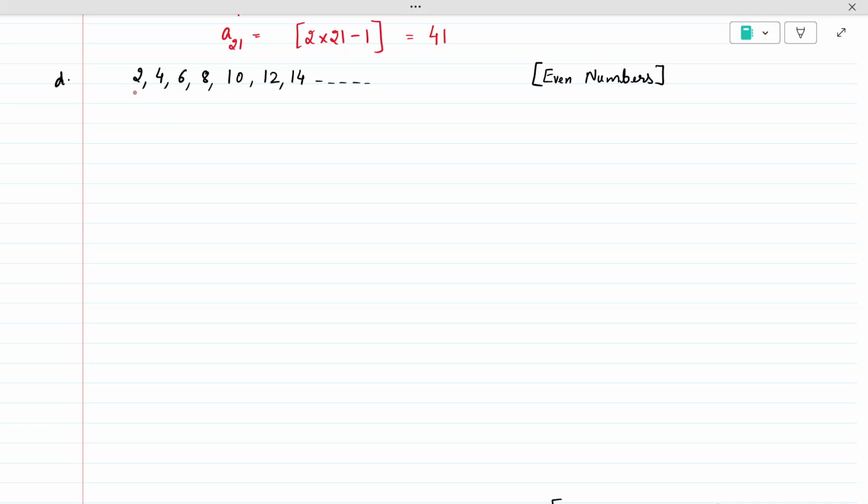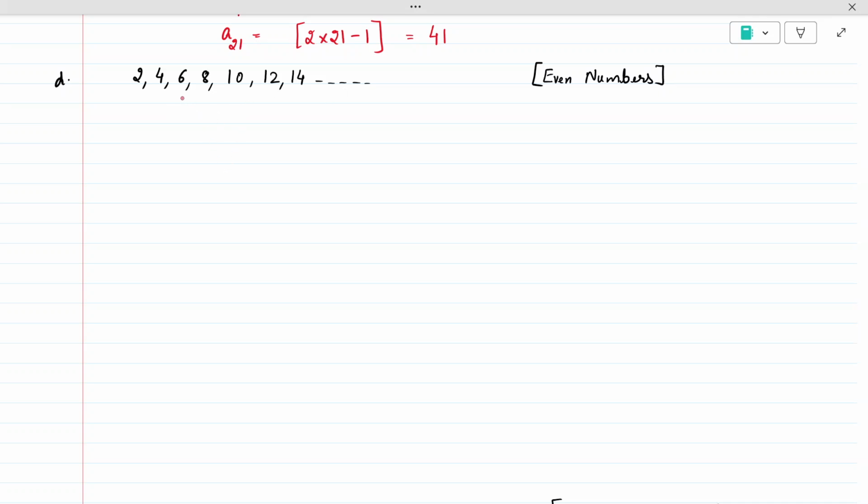The first number of this sequence is 2, and then we get the next number by adding 2 to the previous number, right? So if I am adding 2 to this 2, I'll get 4. If I add 2 to this 4, I will get 6, the next number, and so on.